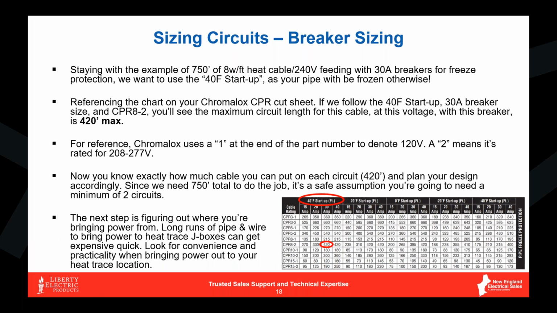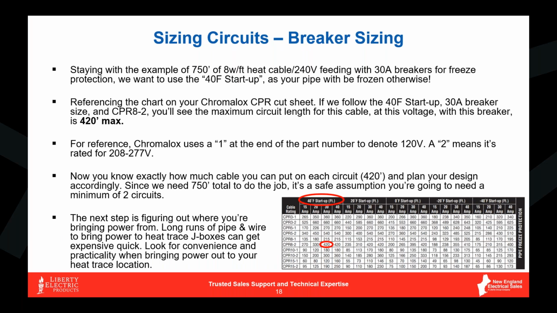If I'm going to start this up at 40 F, I can put up to 420 feet on that circuit length. So if I have 750 feet of piping that I need to do, this is going to commit me to 2 circuits. So I have to have 2 30 amp breakers to send power towards these 2 heat trace circuits, and I can go up to 840 feet. I only need 750 for my piping, but again, this is what we would reference so that you knew what you were putting on there.